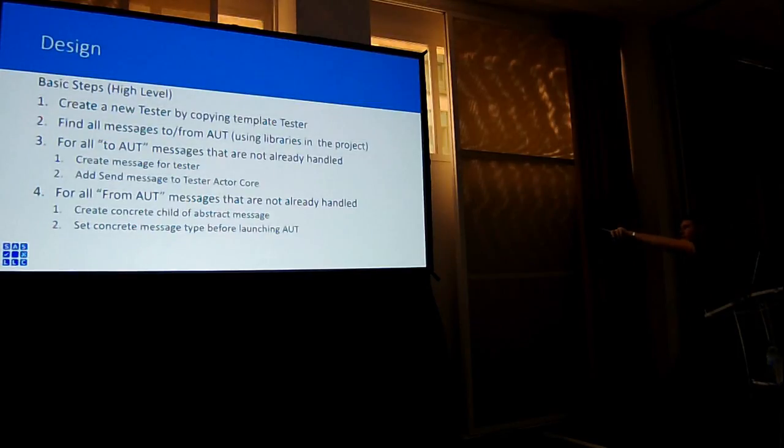The next step is to find all the messages that your actor under test can receive or send back to the caller. And it finds all those by looking in the library. So your actor has to be in a library. If it's not in a library with all its messages, it's going to cause problems. And also, it recurses and finds all the messages that you can send to the parent.